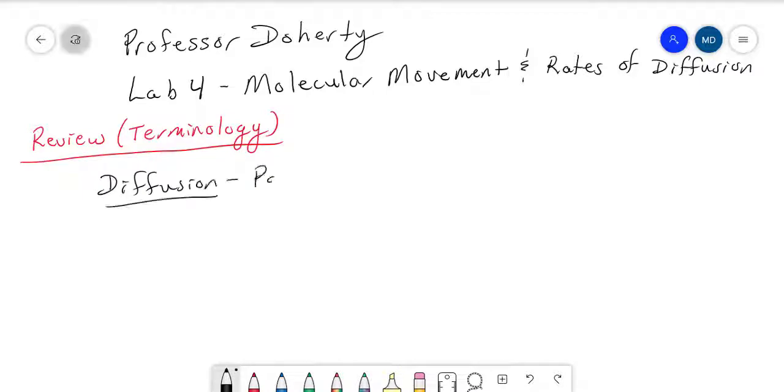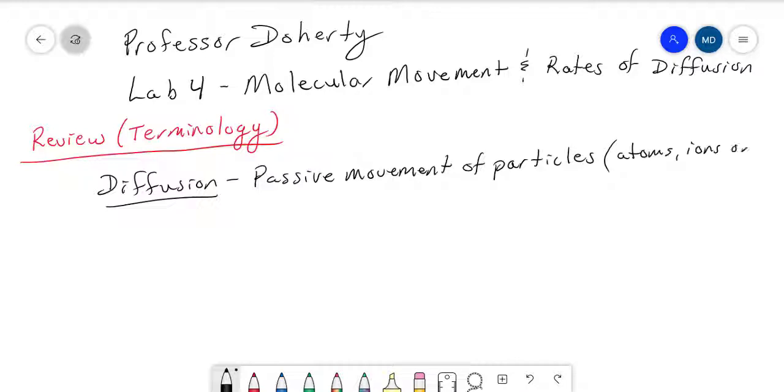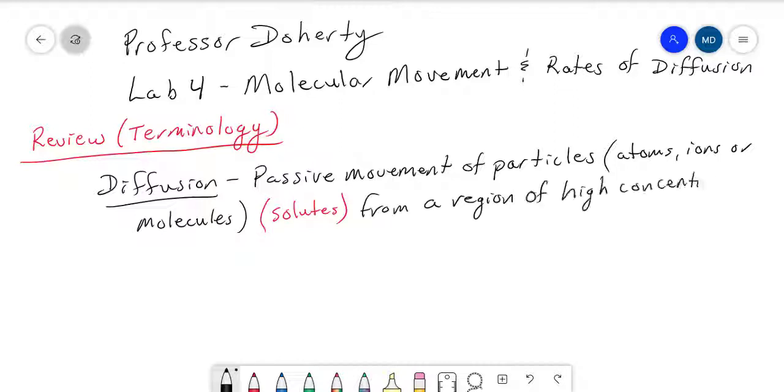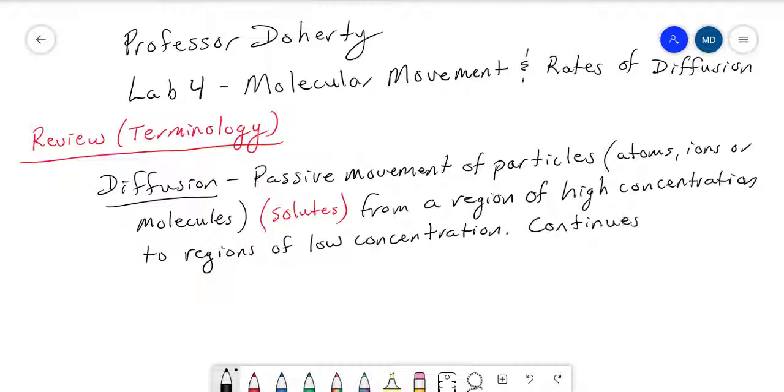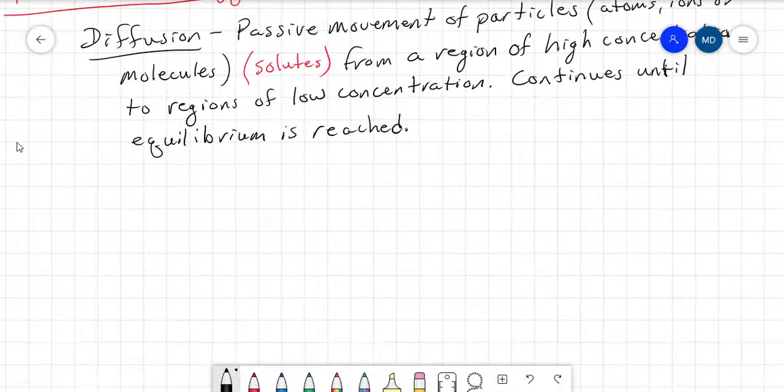Diffusion is the passive movement of particles, and that includes atoms, ions, or molecules, and all of those I would throw in are solutes, from a region of high concentration to regions of lower concentration. And this will continue until equilibrium is reached. So let's do a quick example here.